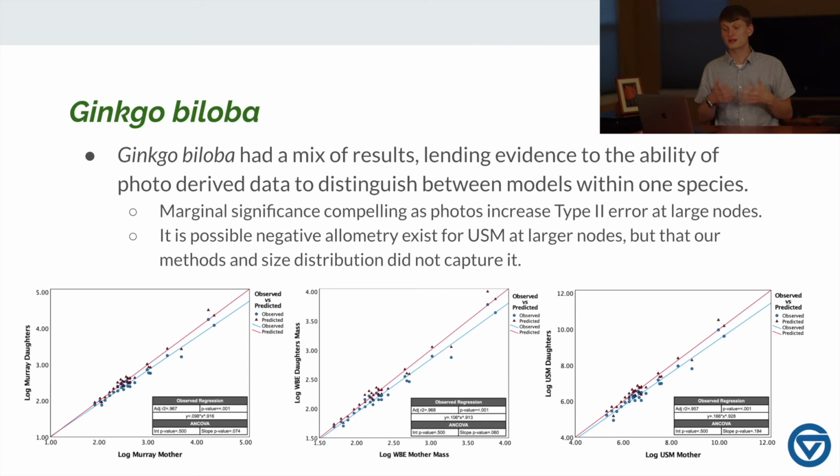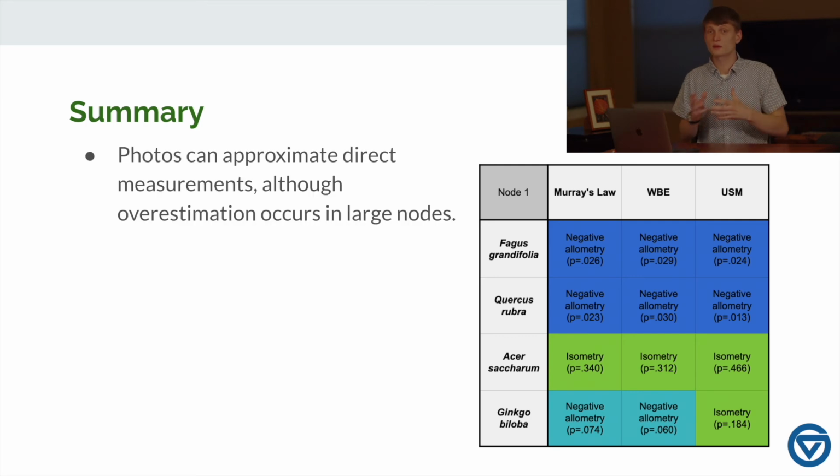And it's also worth noting that it's possible that a negative allometry could emerge for the USM, which we found isometry for in this case, if at larger nodes, but maybe our methods and the size distribution didn't capture it. We didn't get a whole lot of large ginkgos in our sample. So this certainly is not a definitive last word on ginkgo biloba. However, at this point, it seems to point that photographic data can not just distinguish between species, but between models within a single species.